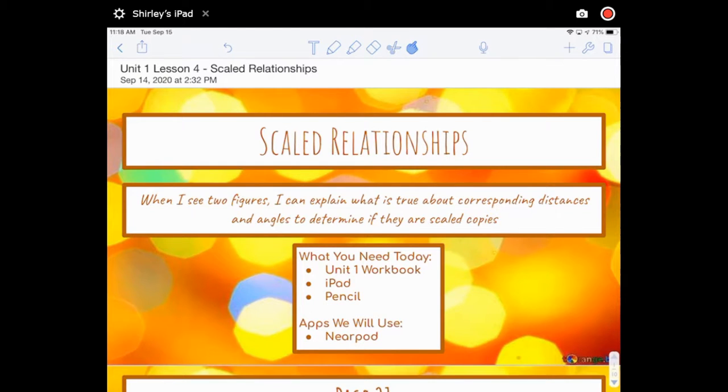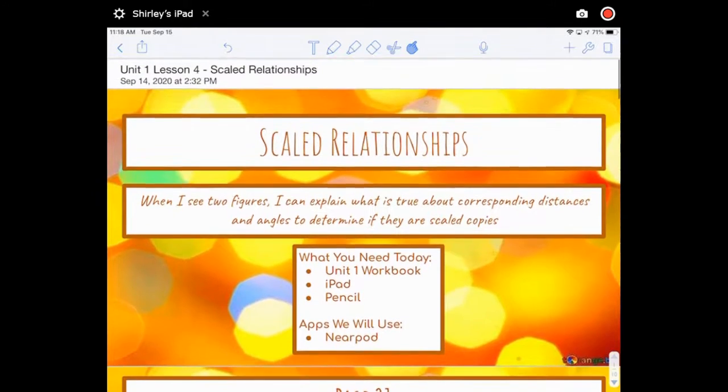Okay, so you should be looking at my screen right now. We're going to summarize everything we've been doing about scaled relationships. We're going to be able to explain what corresponding parts are, how to use them to find scaled copies, and emphasize again that angles are always the same in scaled copies.